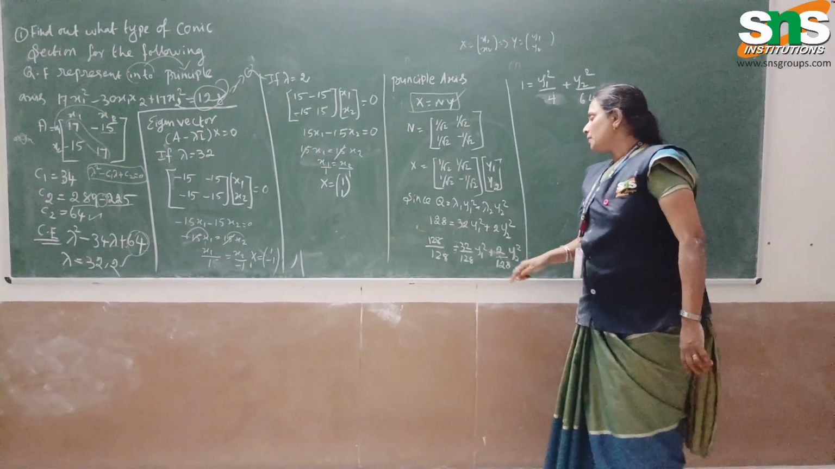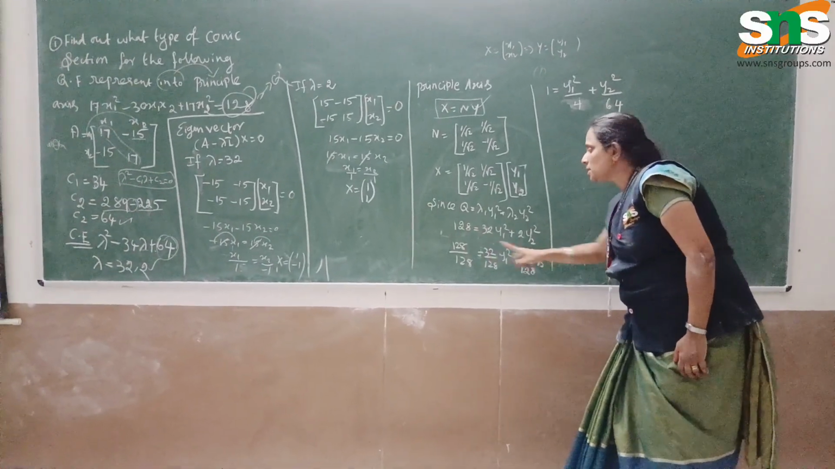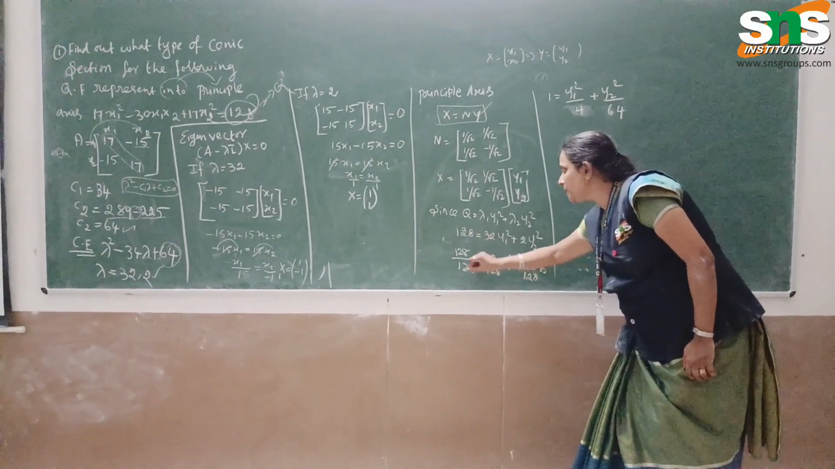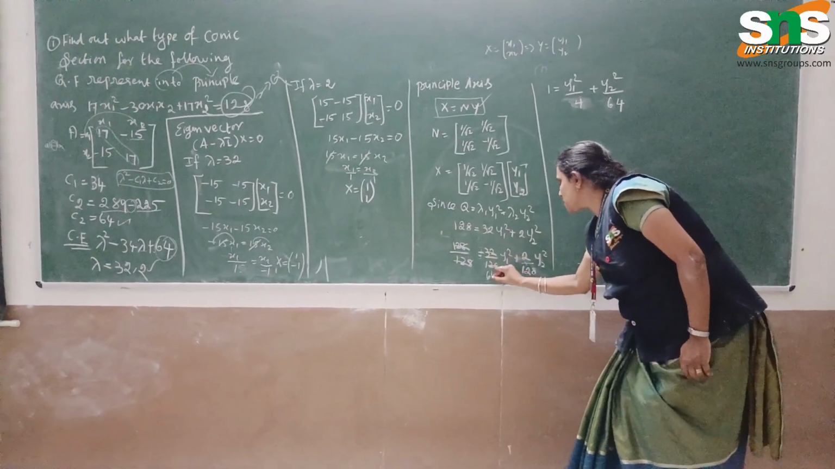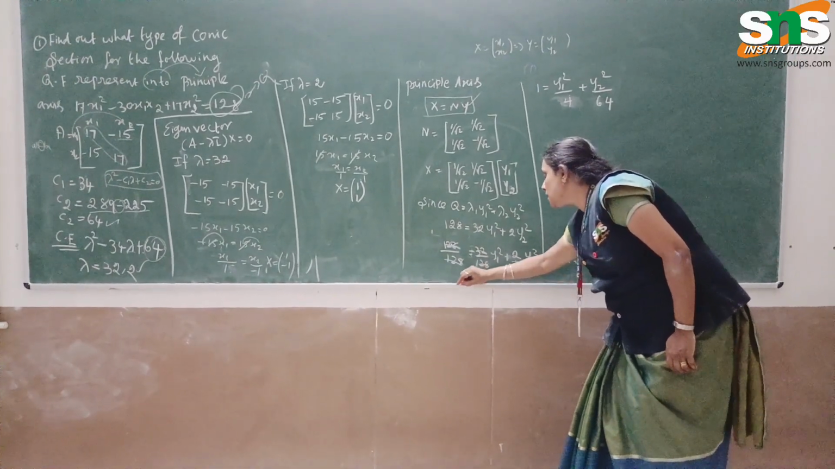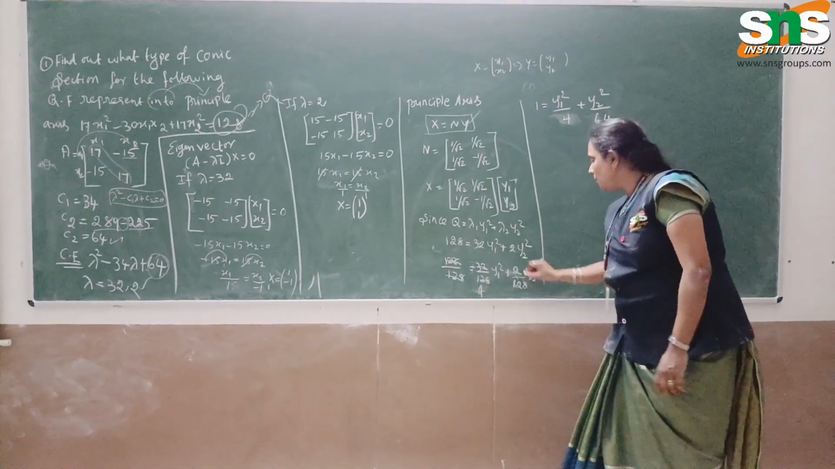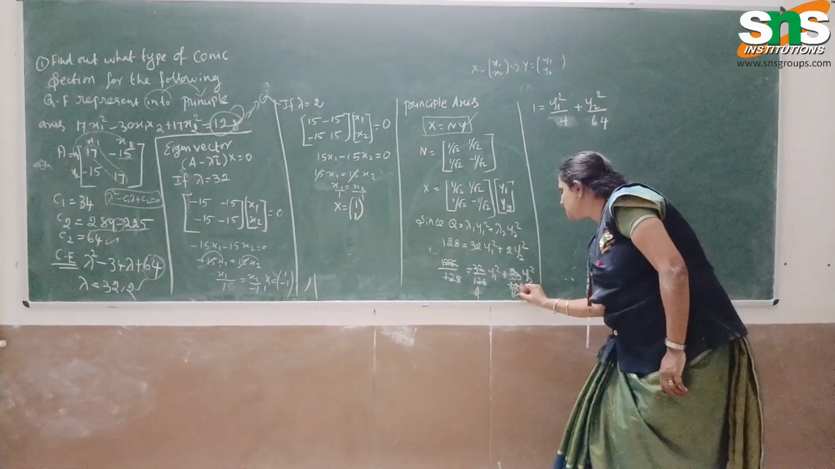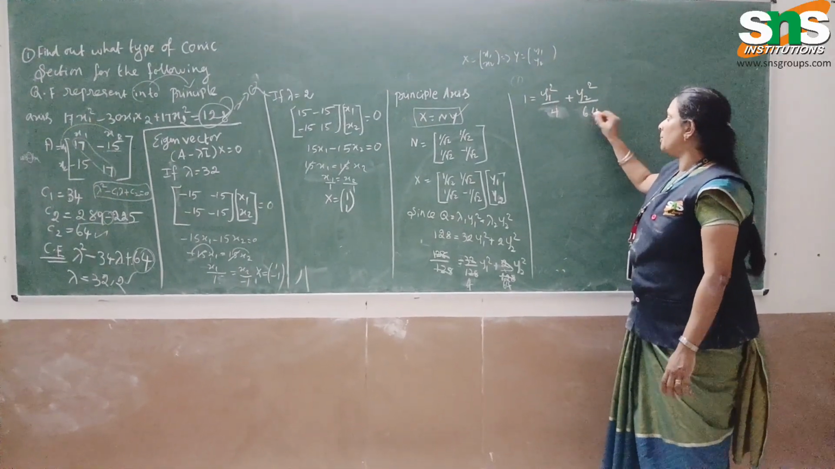So here we have to divide everything by 128. 128 divided by 128 cancels. The 32 y1 square divided by 128 gives y1 square by 4. Here also 2 y2 square divided by 128 gives y2 square by 64. So y1 square divided by 4 and y2 square divided by 64.